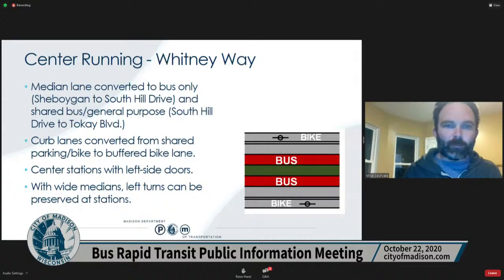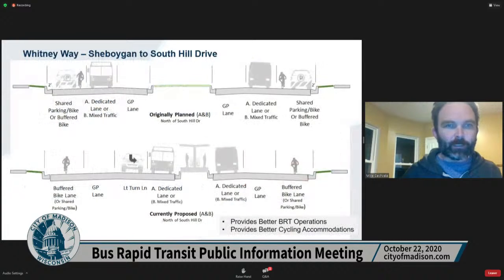The curb lanes would be converted from a parking and bike lane to a buffered bike lane north of South Hill Drive in order to accommodate bicyclists better. And then south of South Hill Drive, we do not have any bicycle facilities there today, and so we would convert a general purpose lane to a buffered bike lane, and BRT would be in mixed traffic. Again, center lanes at the two stations with left side doors at Regent Street and Mineral Point Road. And then with the wider medians, left turns can be accommodated at these station locations.